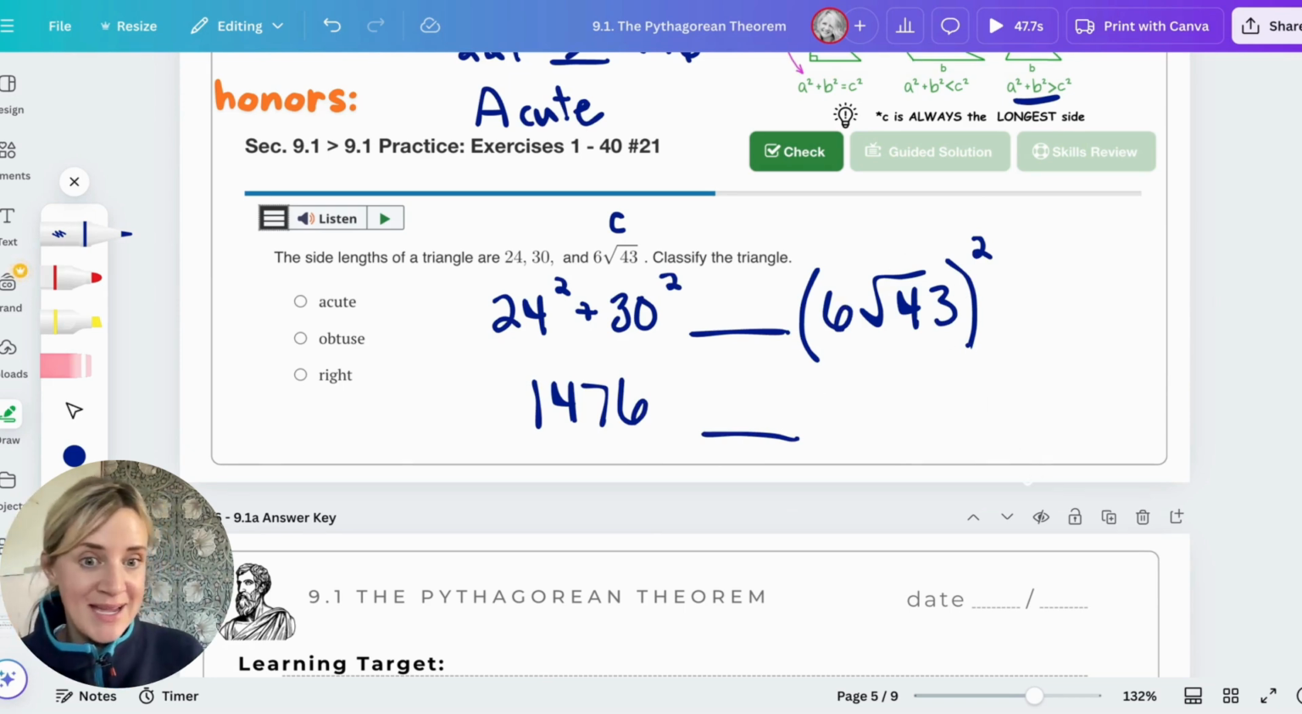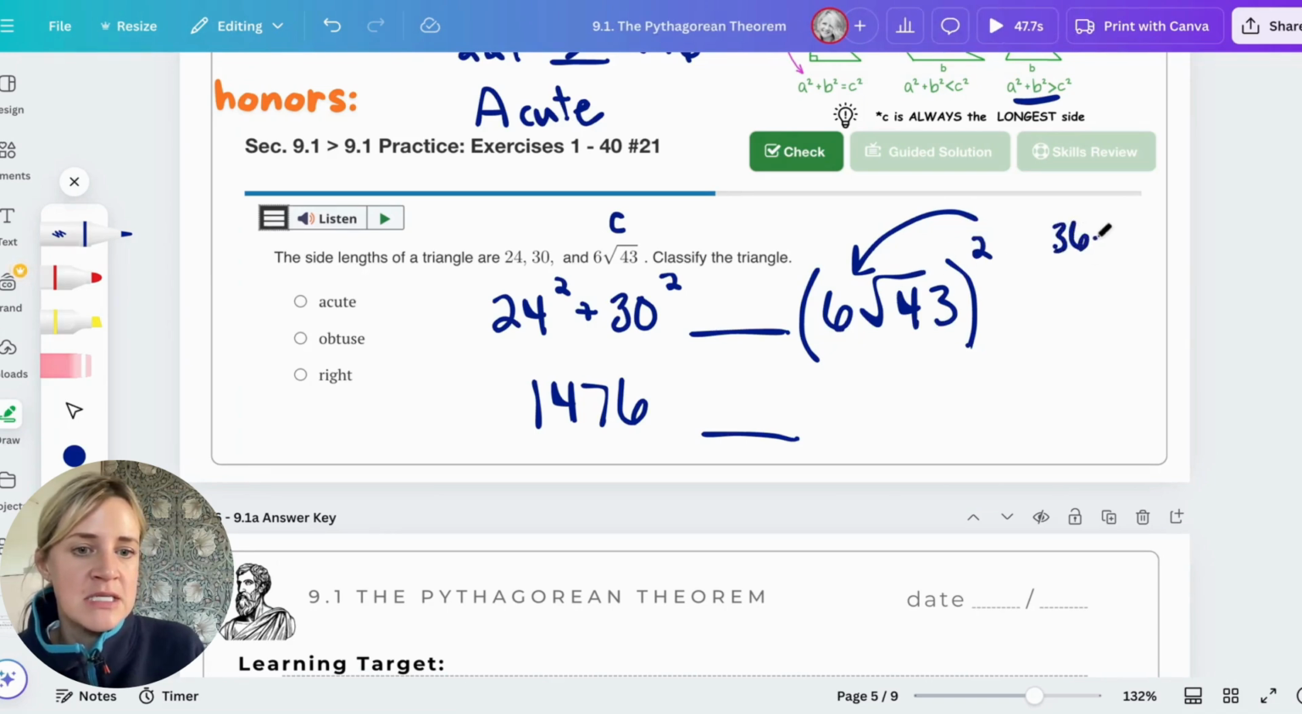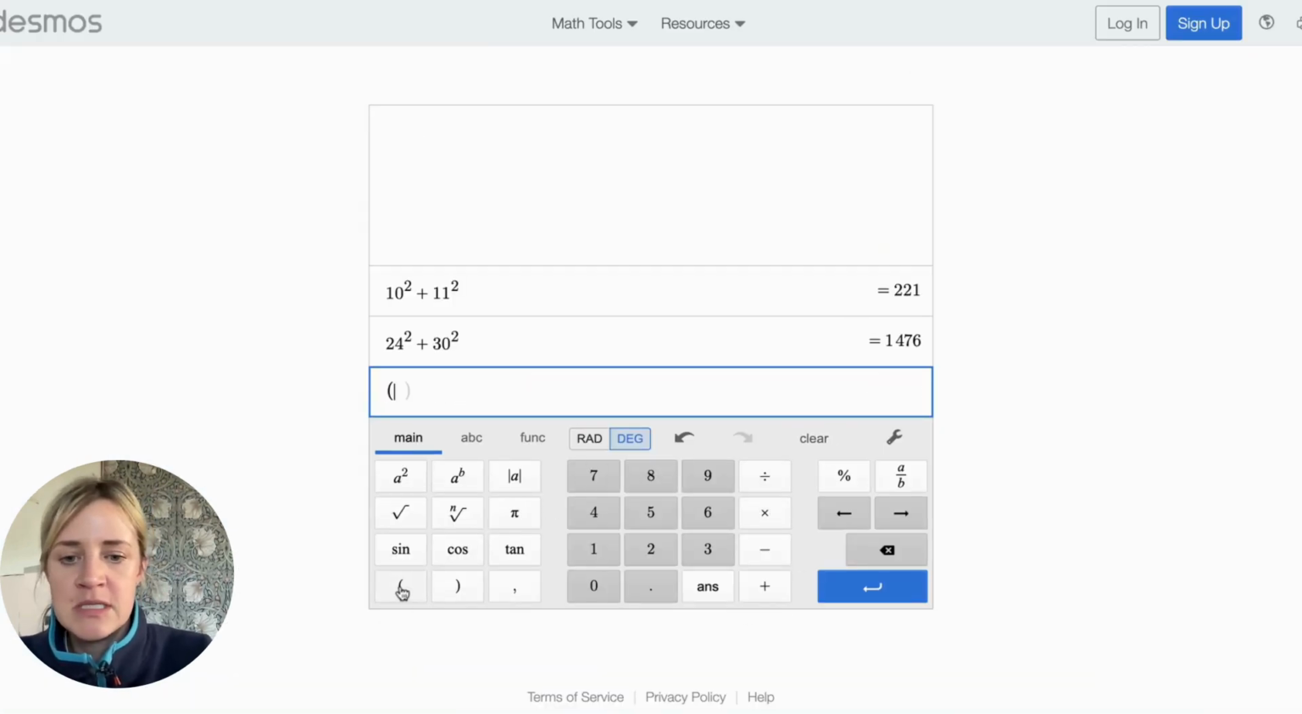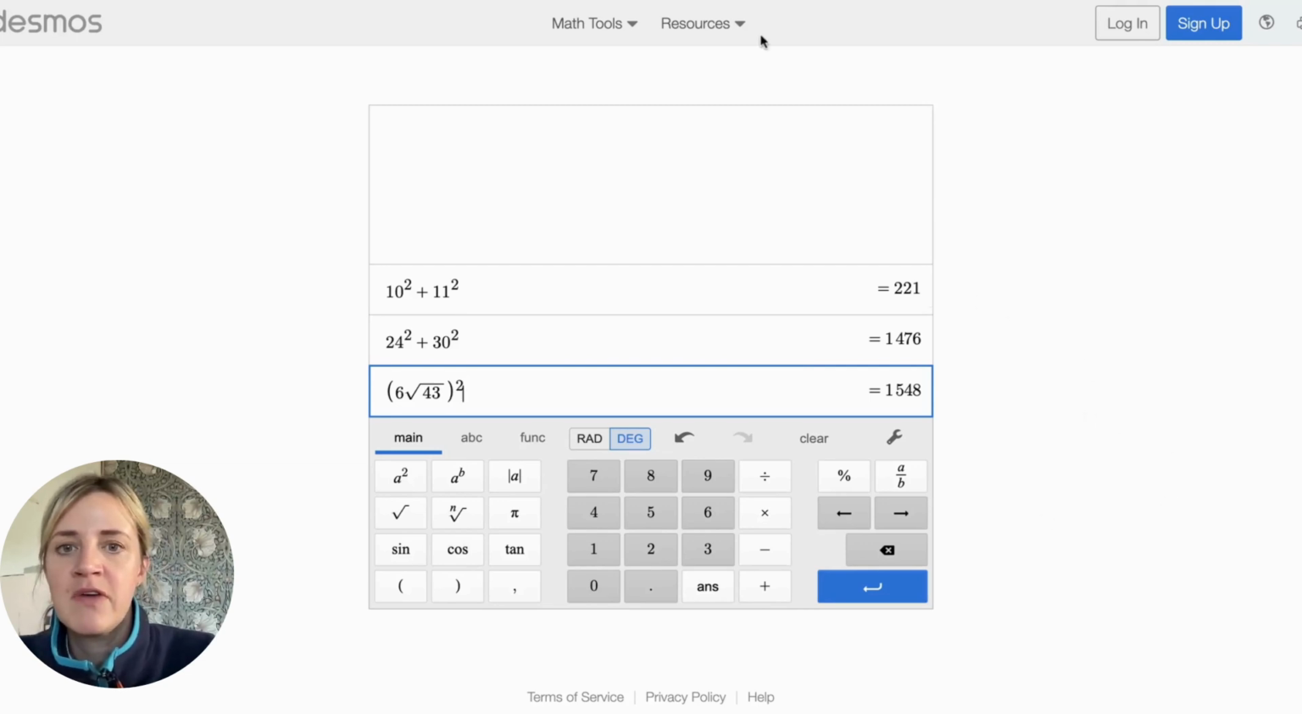If you want to do this one in your head, just a reminder that the square goes to both things. So you square the 6, 36. You square the square root of 43, that cancels out. So this is really 36 times 43. Or you could just put in your calculator 6 root 43, but you need to put the parentheses. So 6 square root 43. Make sure you click to the right so it ends the parenthesis on the whole thing, not just the root 43, and then hit squared. 1548. Make sure it's typed in like that in your calculator.